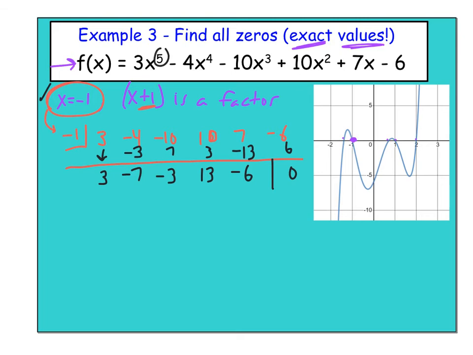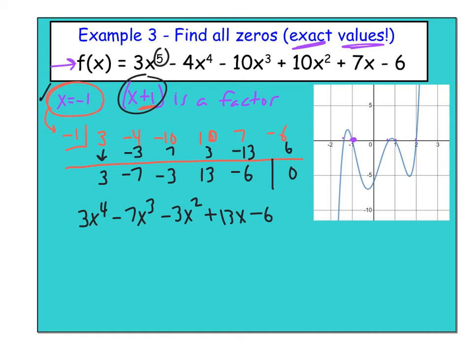Okay, so we now know from the division problem, we are going to get a 4th degree expression. So it's 3x to the 4th minus 7x cubed minus 3x squared plus 13x minus 6. That's going to be a factor as well. Okay, x plus 1 is one of the factors, and then this big answer we got is another factor.